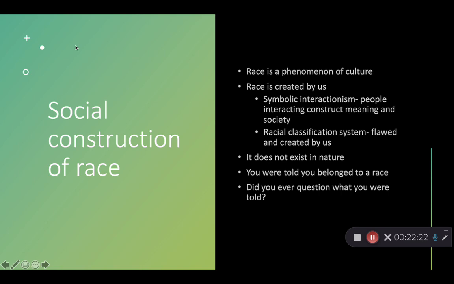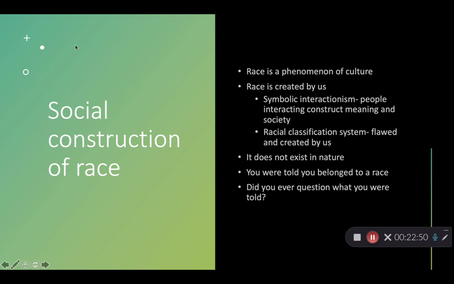Again, race is socially constructed. We're the ones who came up with it. Race is a phenomenon of culture, and it's a Western culture thing. Racial classifications like black and white do not exist in other countries. We created race. Applying symbolic interactionism is the idea that society is constructed and meaning is constructed by interacting with other people, using symbols, language to communicate. We use symbols and language to come up with it, okay?